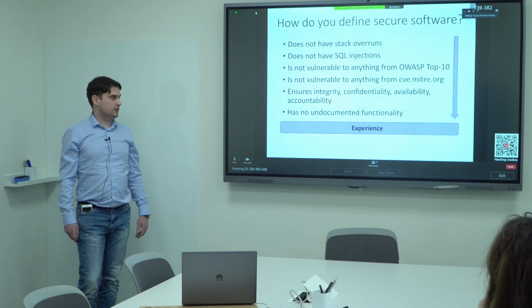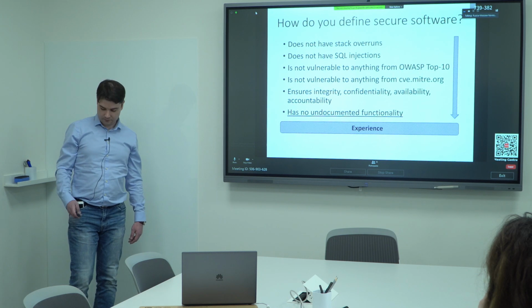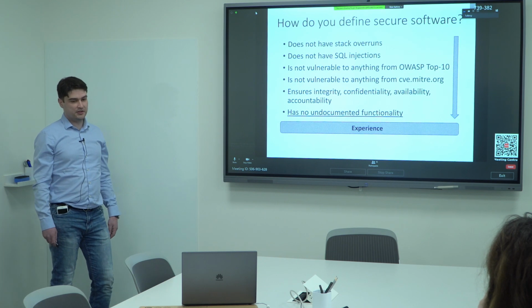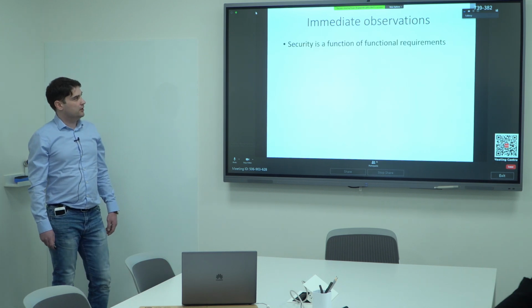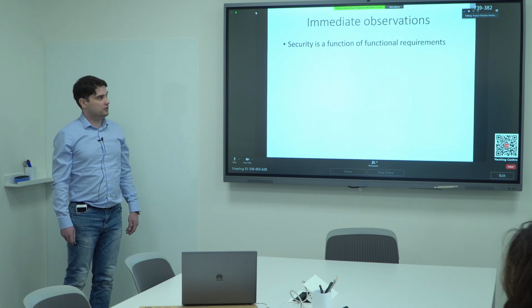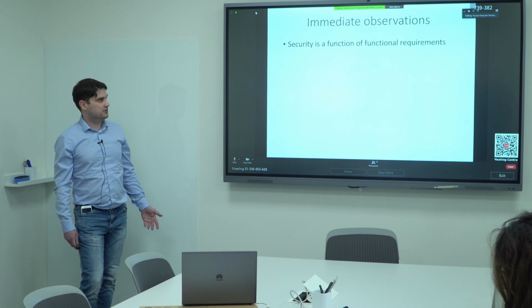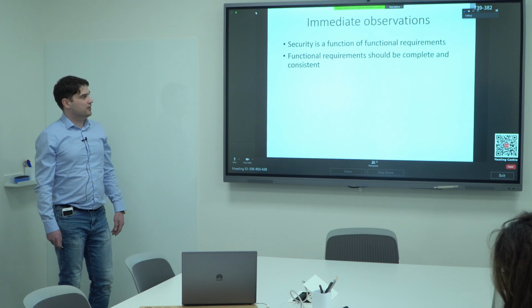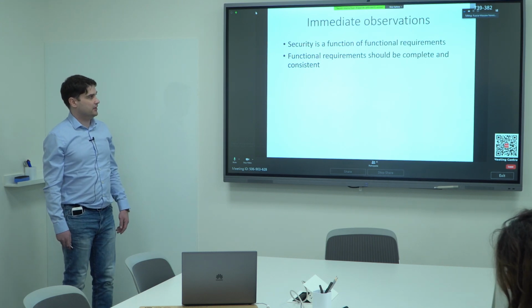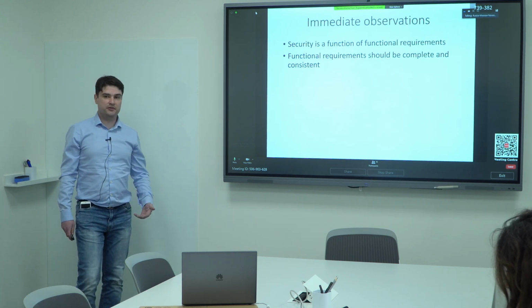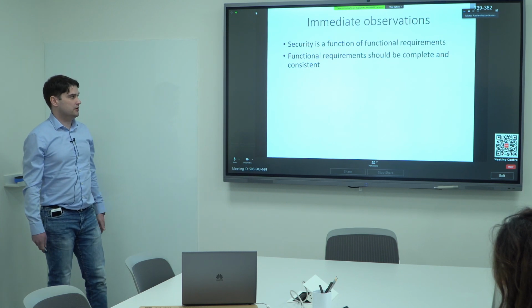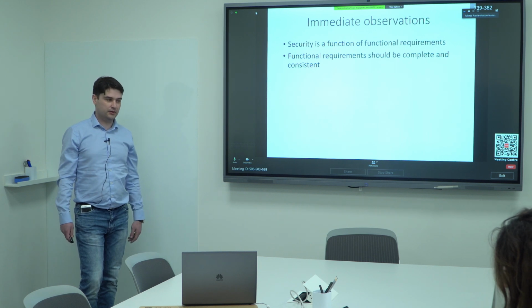But what does it mean formally? What does it mean that the software has no undocumented functionality? First of all, we can infer some immediate observations from this property. First, security is a function of functional requirements, because it is when the software has no undocumented functionality. So security is a function of functionality, so to say. And the functional requirements should be complete and consistent, because if they are not complete, then we cannot say that the software has no undocumented functionality, because we have not documented the functionality exhaustively. Then we have to at least document it completely so that we can assert that the software features nothing undocumented.